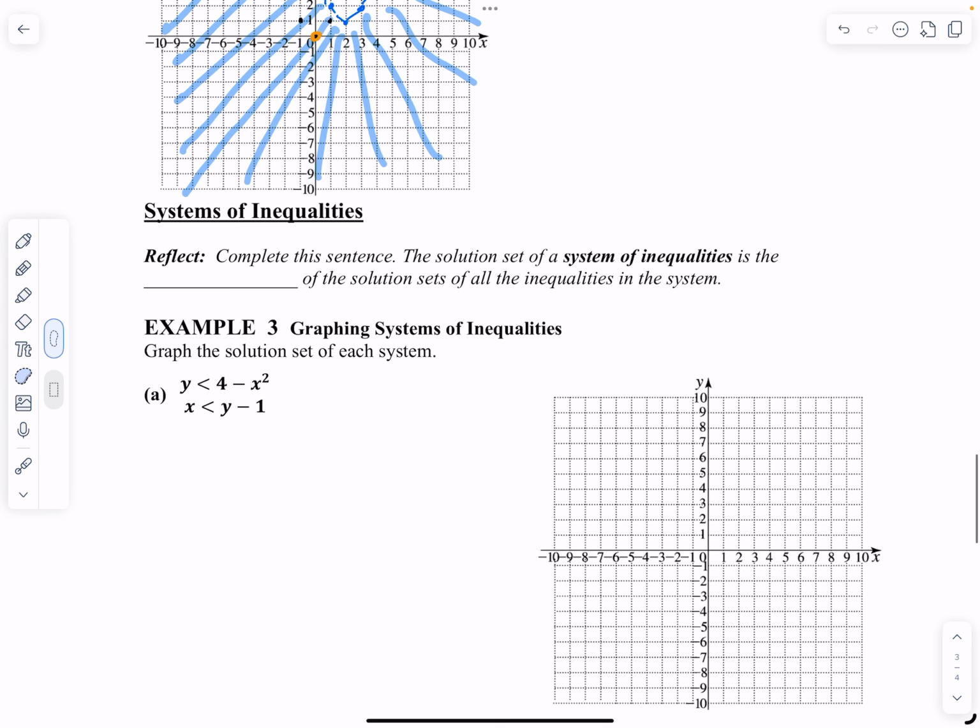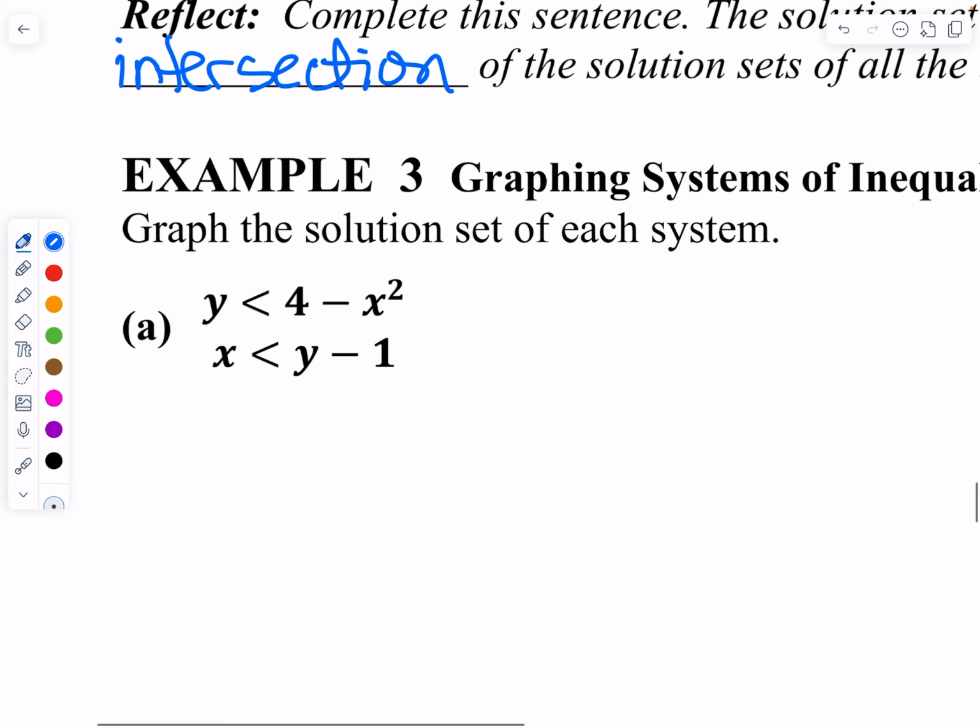So now we're going to do systems of inequalities. For your system of inequalities, again, the solution set of a system of inequalities is the intersection of the solution sets. So basically, it's going to be where they're both shaded. So let's just work one so that you can see what we're talking about. Let's look at this first one.